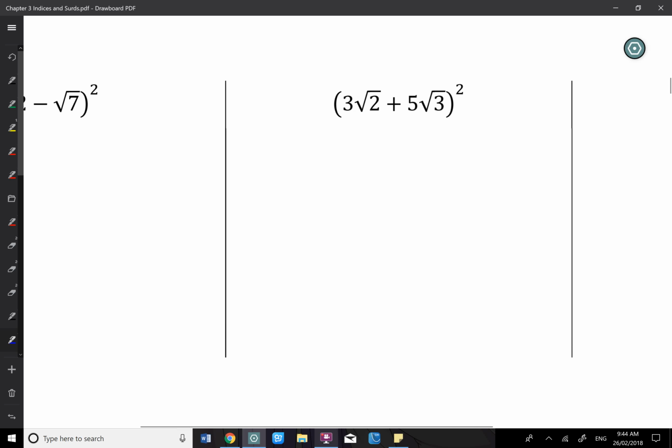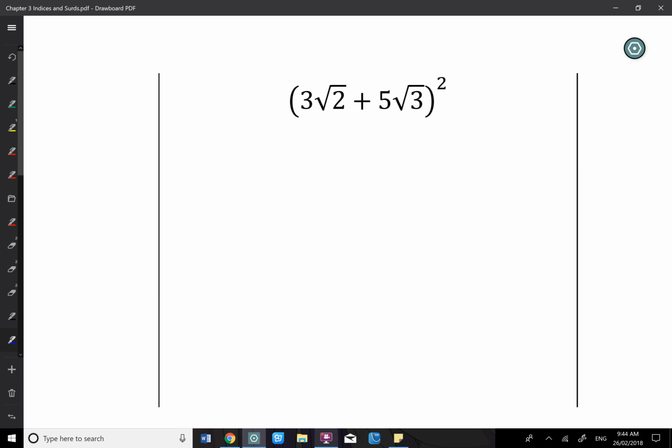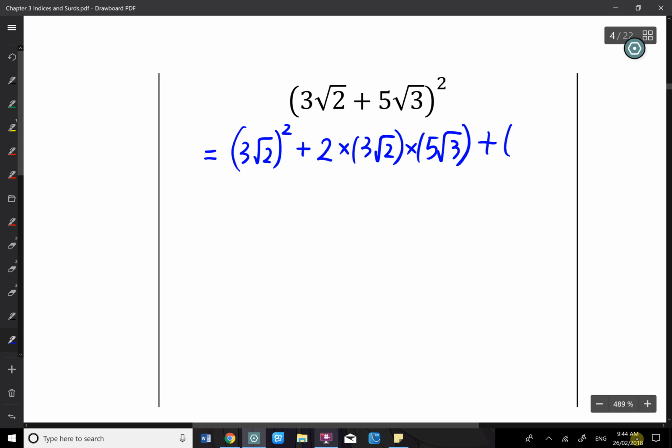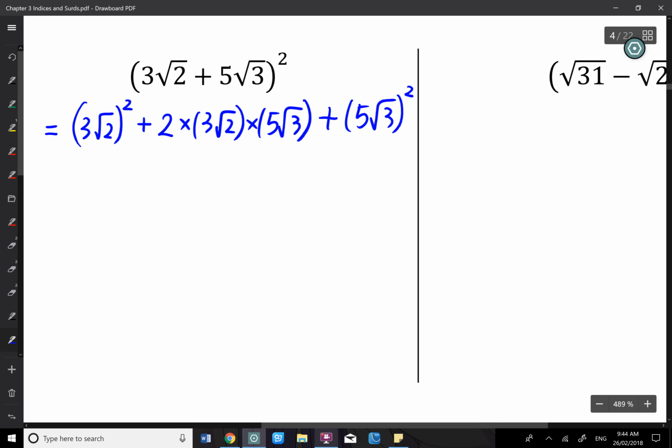Okay, example two, perfect square, a plus b squared. So what I'll do is 3 root 2 squared, plus 2 times 3 root 2 times 5 root 3, plus b squared, which is 5 root 3 squared.